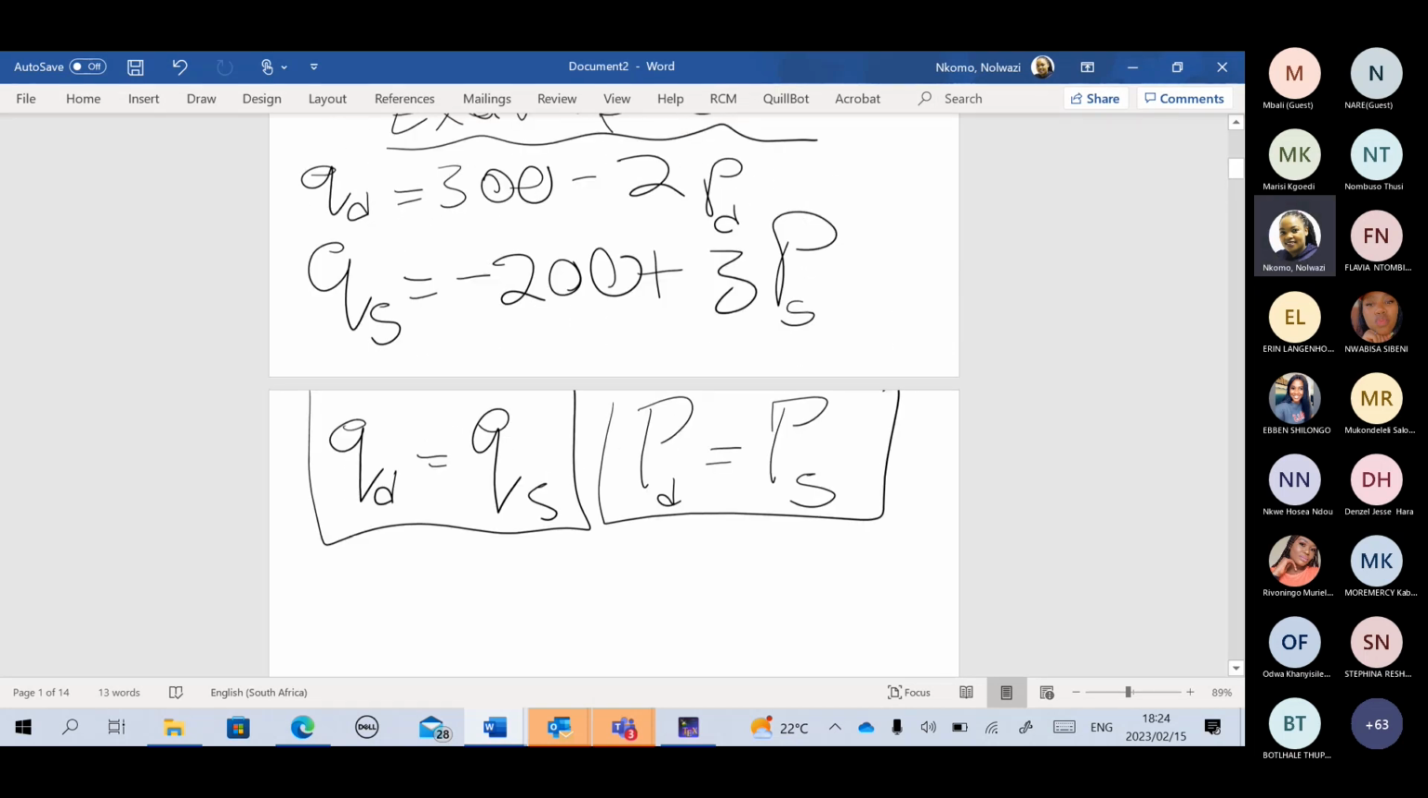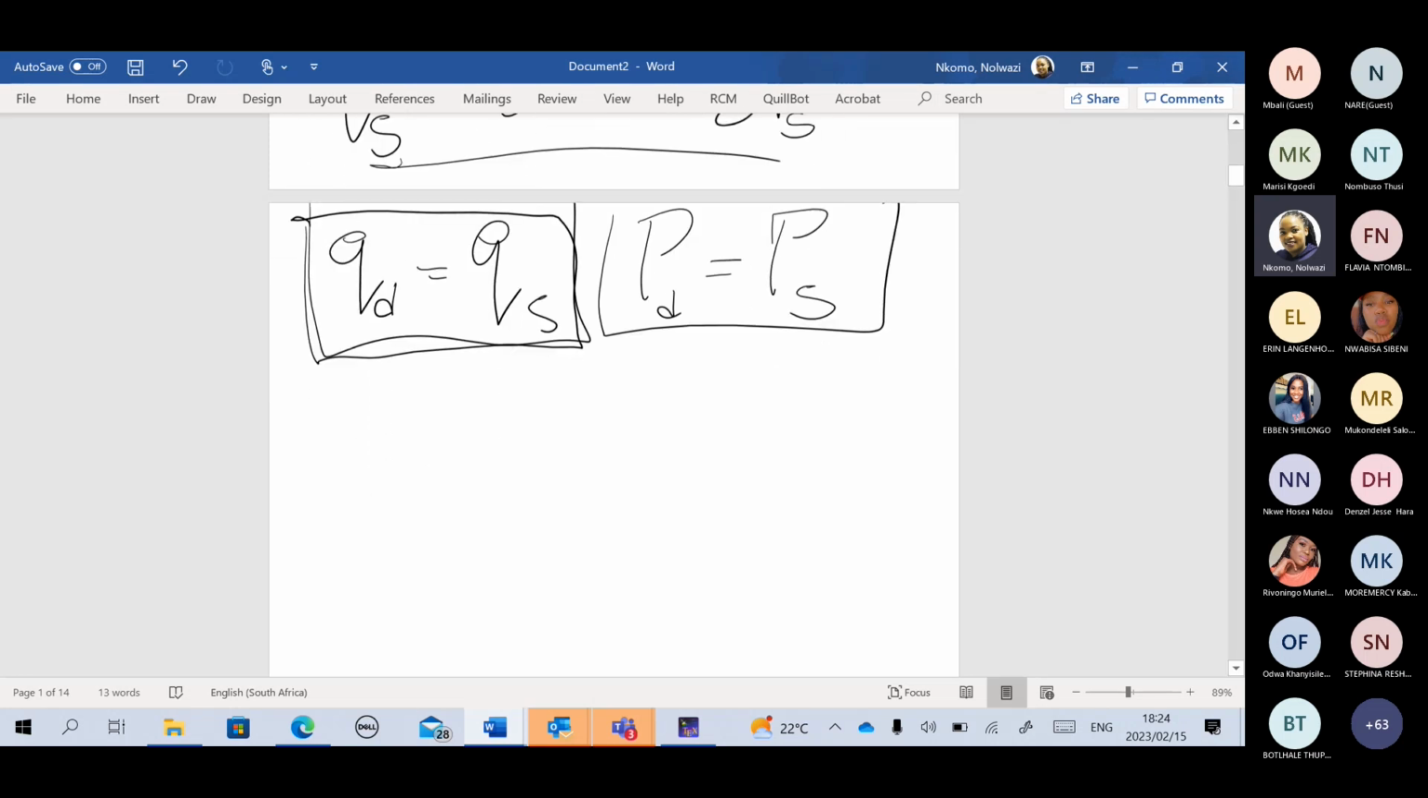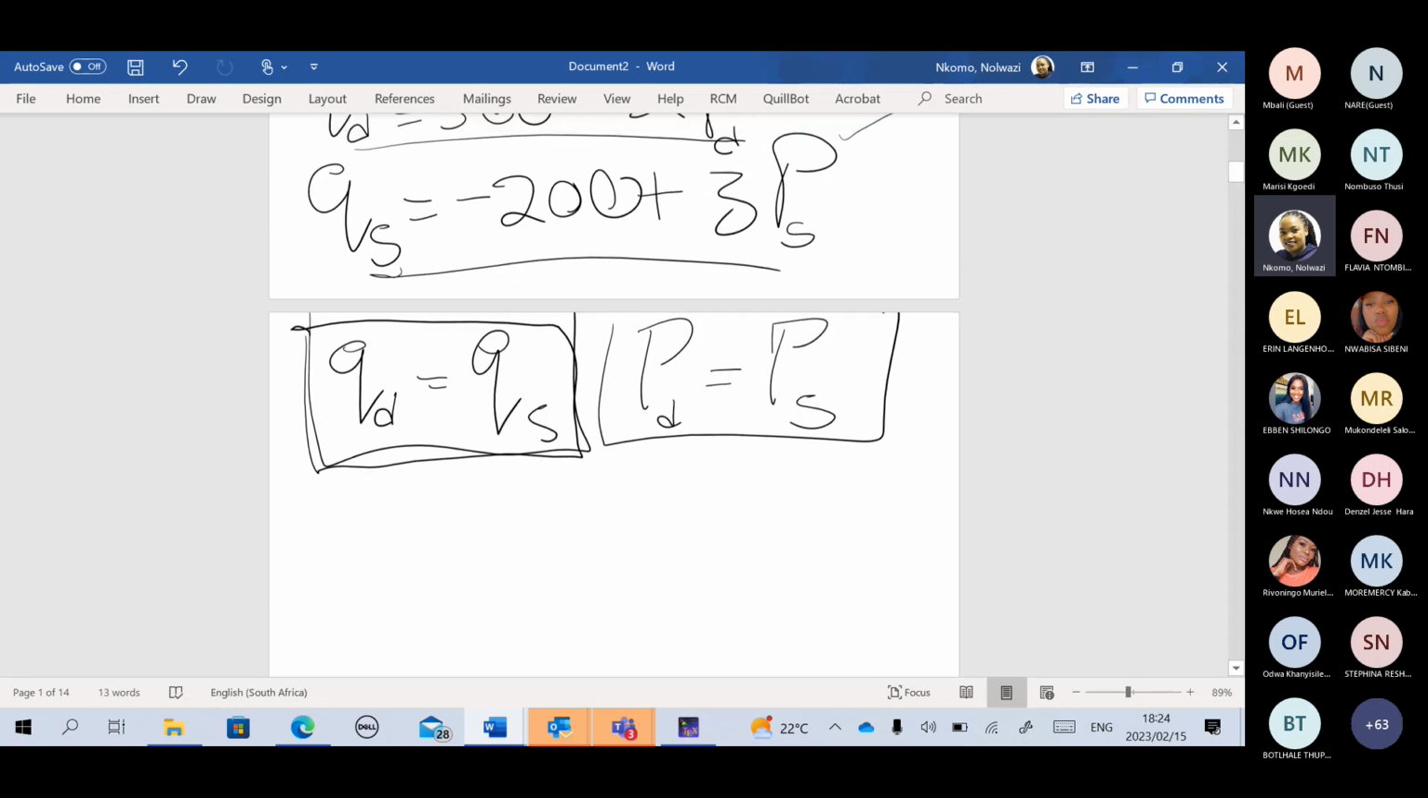Since these two are functions of P, the best way here is to use this condition, because they are both functions of P. So if we equate these two, or solve them simultaneously, we will first find P, which is the equilibrium price. Okay, let's equate these two.